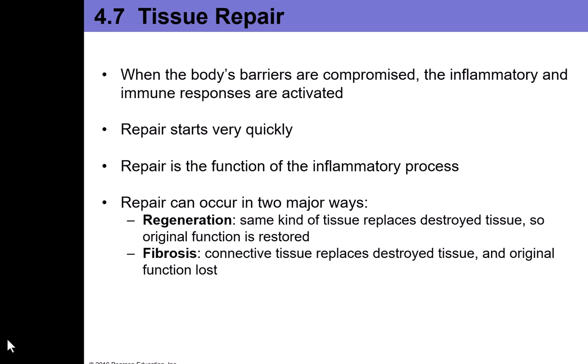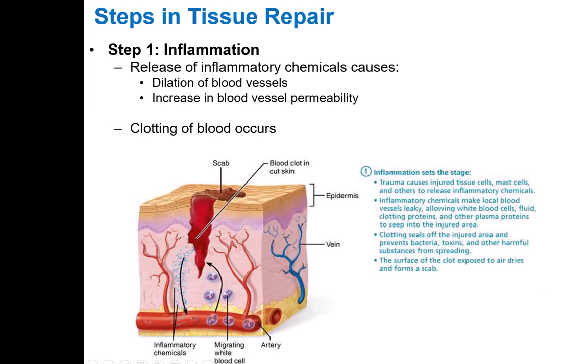Different tissue types have different capacities for repair. Some can fully regenerate and some can only undergo fibrosis. And we'll talk about which ones do what in a second. First, let's talk about the steps for tissue repair. So we have a cut right here. The first step is inflammation.